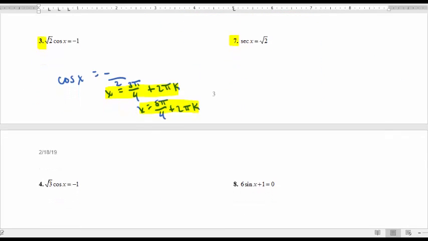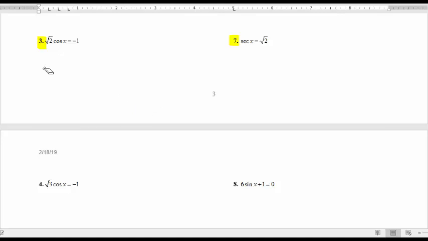And then with secant, the idea here is you want to think of secant as the reciprocal of the cosine, right? So 7 actually becomes very similar to number 3 if you think about it, right? And that's why it's good that it's right next to it, because if we have secant x equals radical 2, you're basically thinking of taking the reciprocal of each side of this. So the reciprocal of secant is going to be the cosine of x, and the reciprocal of square root of 2 is 1 over the square root of 2. So it actually ends up being almost identical to equation 3, except that it's positive instead of negative, right? So cosine x equals 1 over the square root of 2.